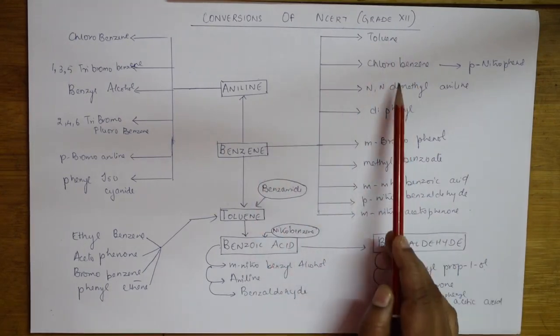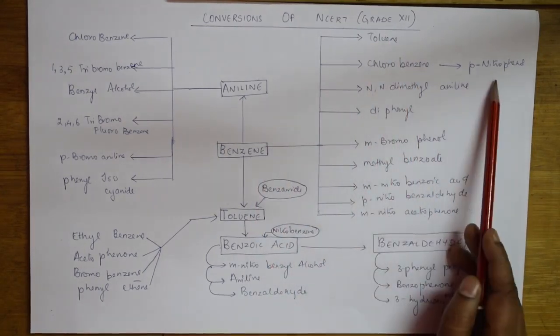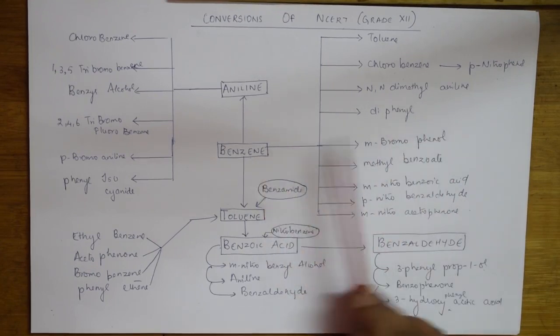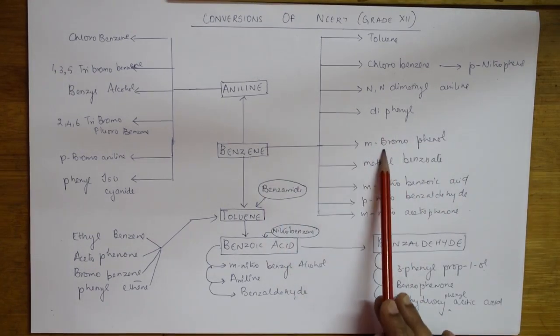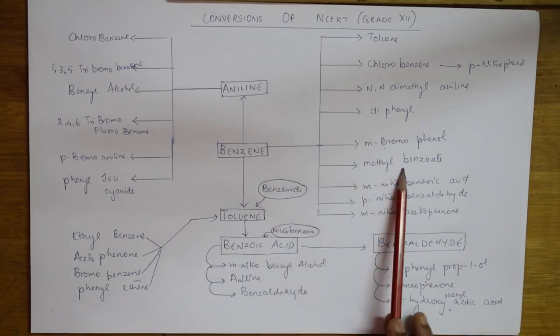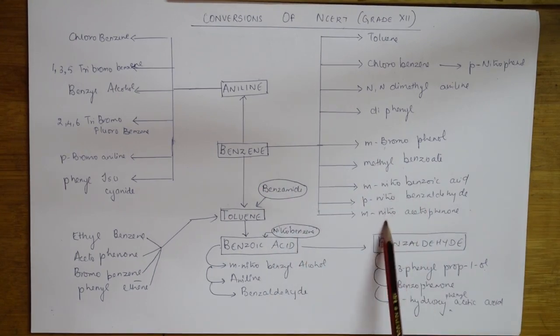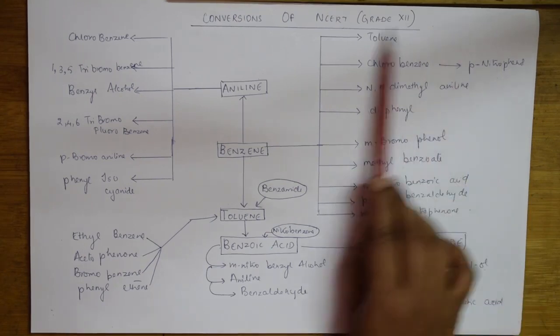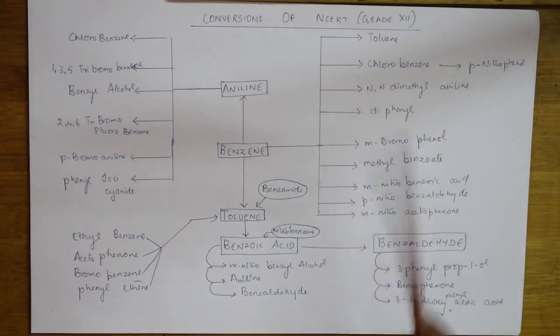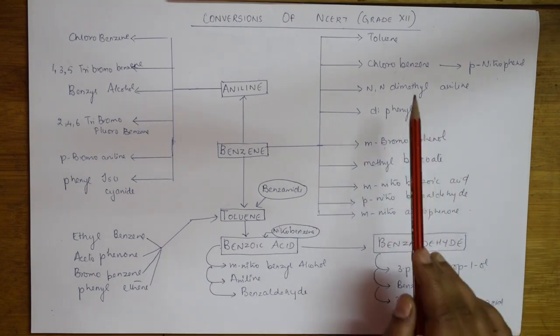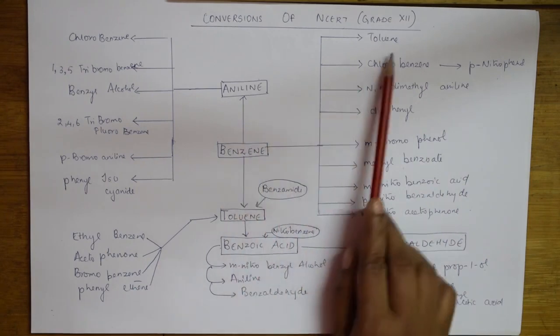Benzene to toluene, benzene to chlorobenzene, again chlorobenzene to paranitrophenol, then benzene to N,N-dimethylaniline, benzene to diphenyl, benzene to metabromophenol, benzene to methyl benzoate, metanitrobenzoic acid, paranitrobenzoic acid, and metanitroacetophenone. These are the basic conversions which they're going to ask you. This is given under different types, different parts of the textbook. So I clubbed them together so that it's easy for me to teach. This is a basic conversion for benzene into these.